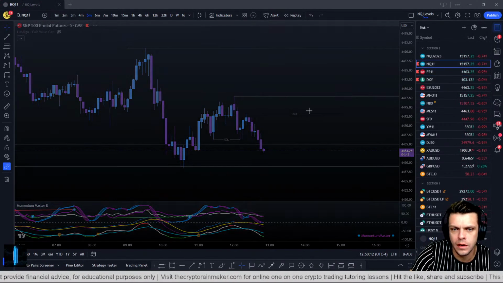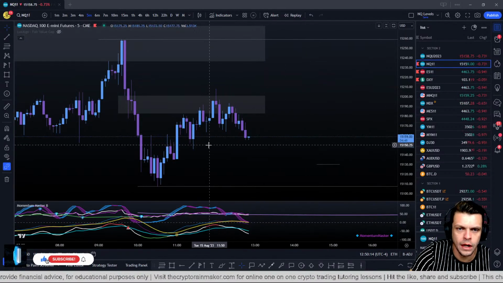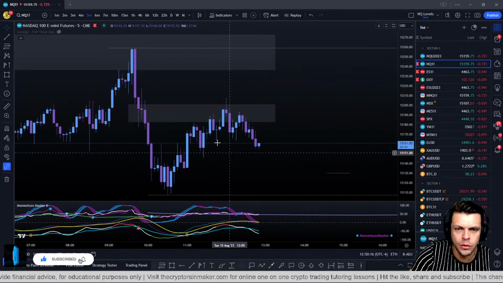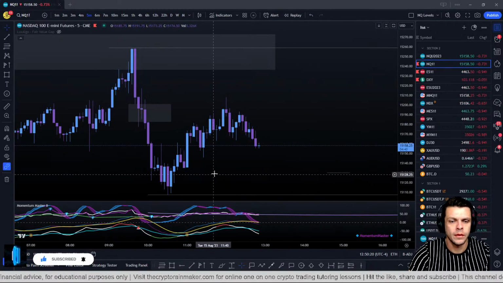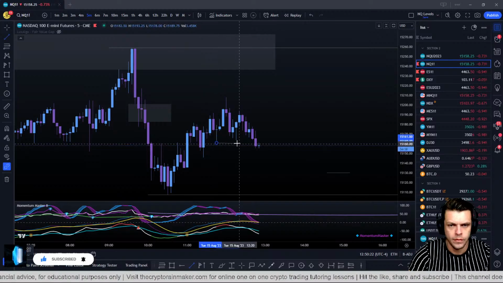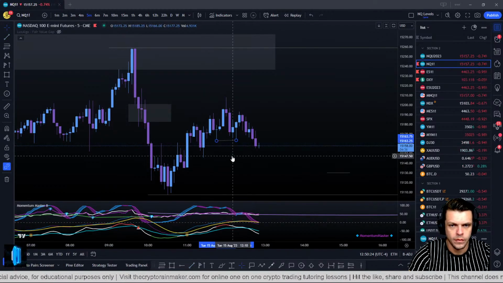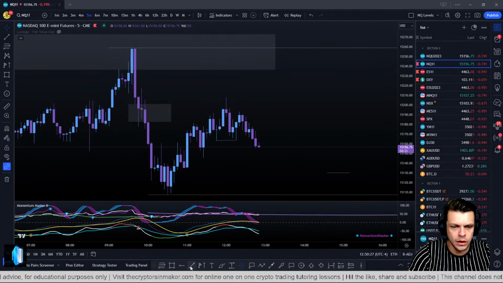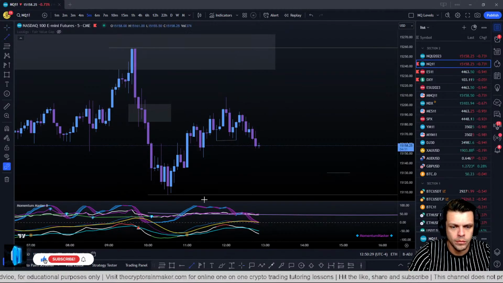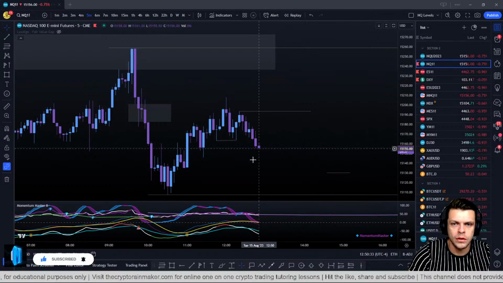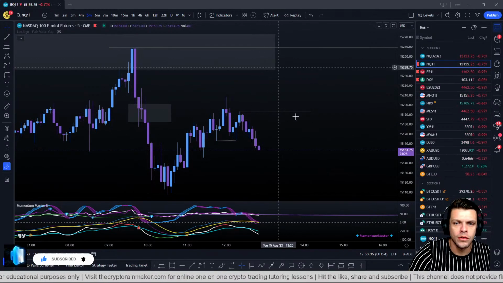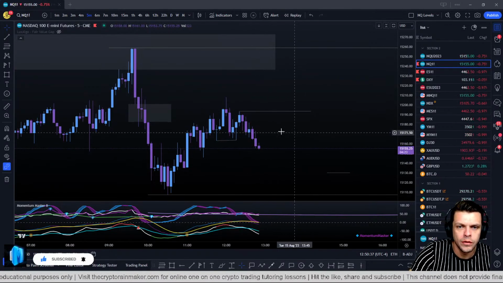We'll look at the Nasdaq. Okay, so on the Nasdaq we took out the relative equal lows as well. So equal lows, and now we want to see that displacement above this high to give us the market structure shift, and then we can enter on the retrace into a fair value gap.